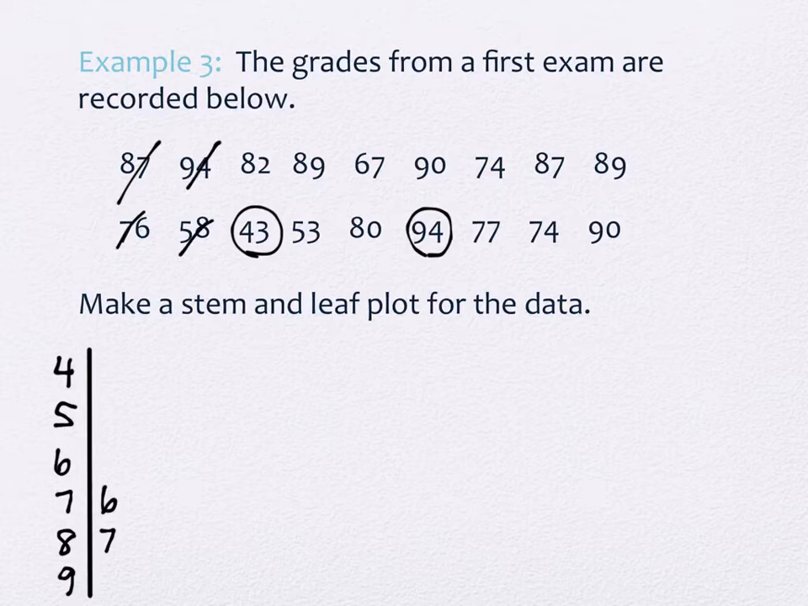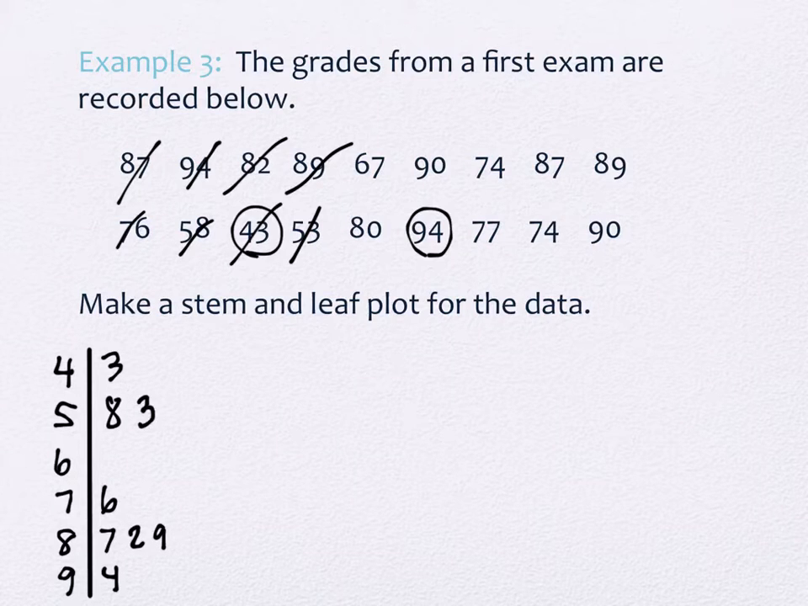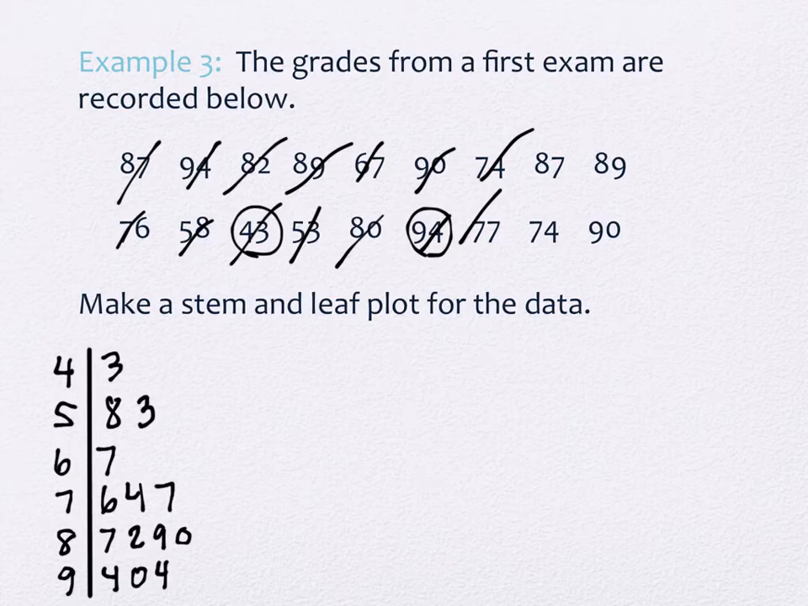So I have 94 and 58. No worries about lining things up or anything, just putting them on there. 82 and 43. 89 and 53. 67 and 80. 90 and 94. 74 and 77. 87 and 74. 89 and 90.